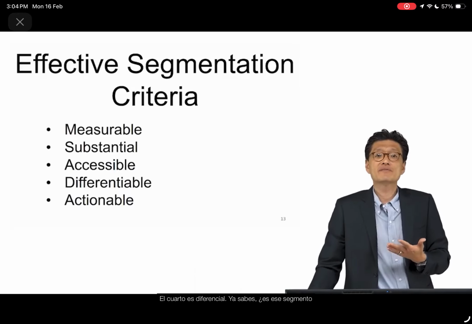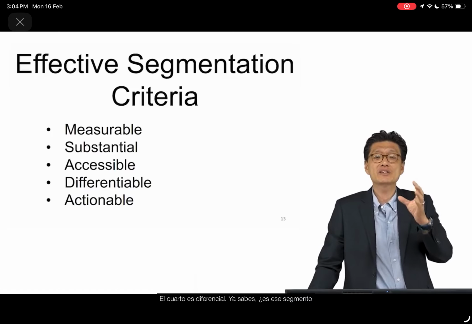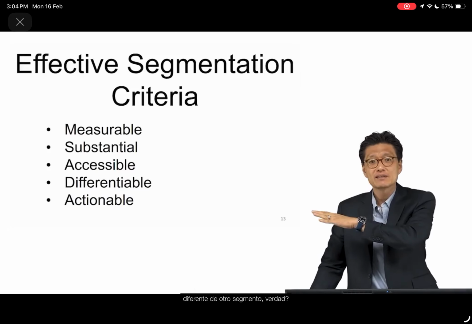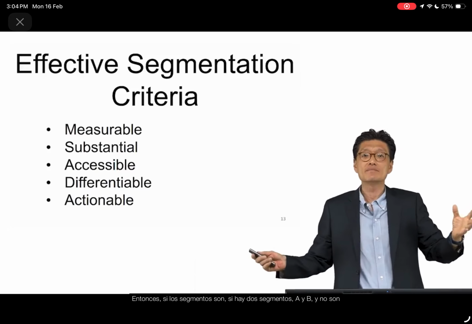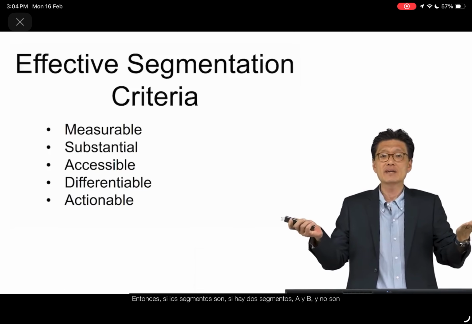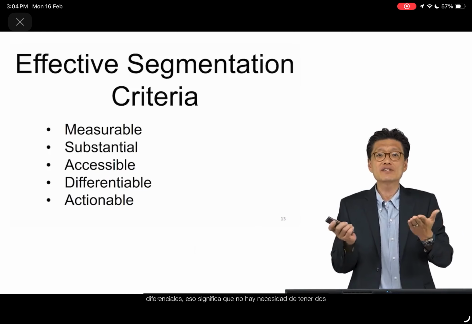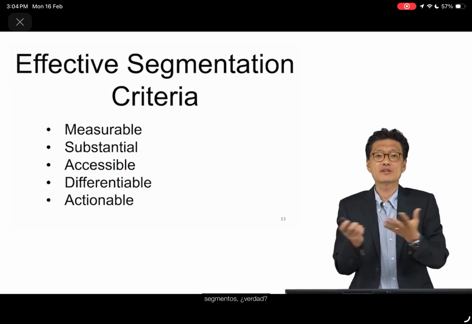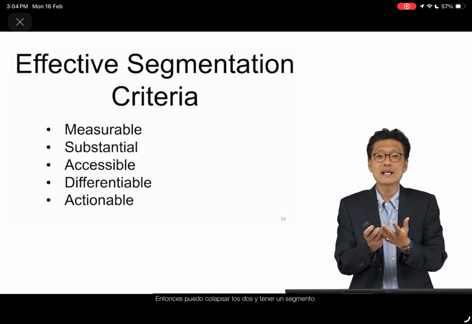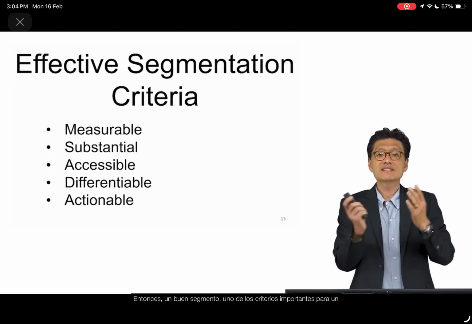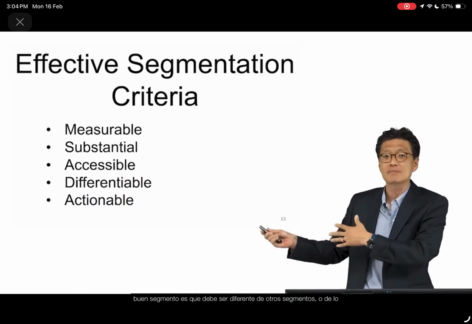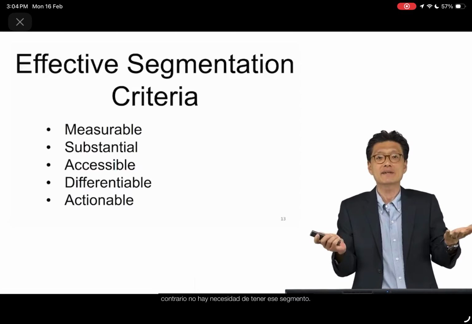The fourth is differentiable. Is that segment different from another segment, right? If there are 2 segments A and B and they're not differentiable, that means there's no need to have 2 segments. Then you can just collapse the 2 and have one segment. So one of the important criteria for a good segment is they have to be different from other segments, or else there's no need to have that segment.